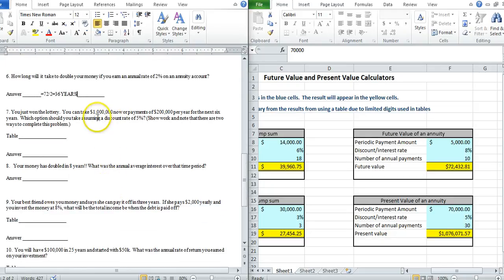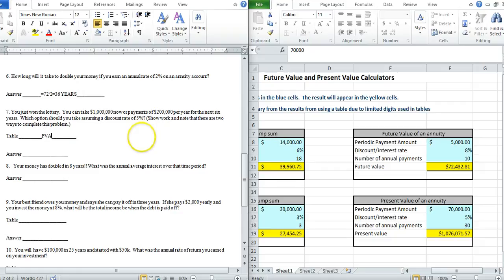Number 7, you won the lottery. So this question is about choice. You can take $1 million now or payments of $200,000 for the next 6 years. So again, there's two ways to do these problems. I think the easiest way is just to bring the annuity stream into present value. $1 million now is already in present value. So that's what it's worth today. What is this annuity stream worth today?